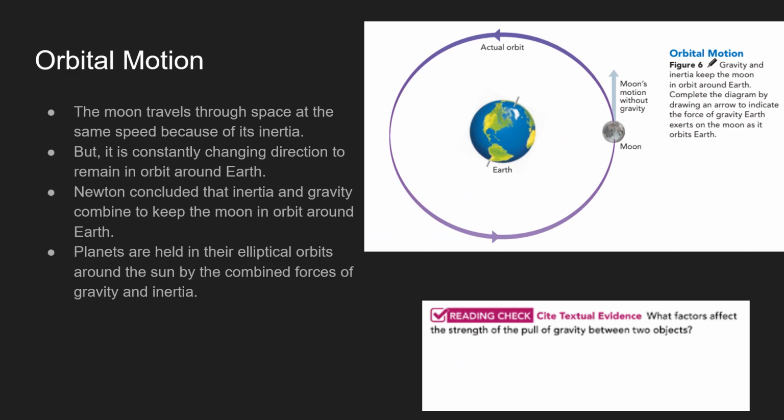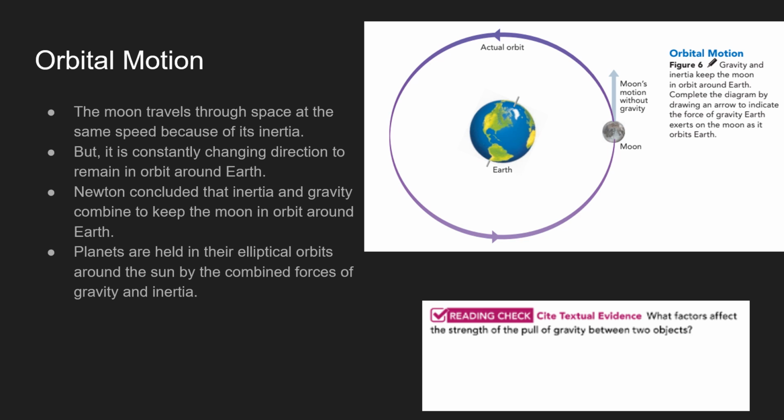Orbital motion. The moon travels through space at the same speed because of its inertia, but it is constantly changing direction to remain in orbit around Earth. Newton concluded that inertia and gravity combine to keep the moon in orbit around Earth. Planets are held in their elliptical orbits around the sun by the combined forces of gravity and inertia.